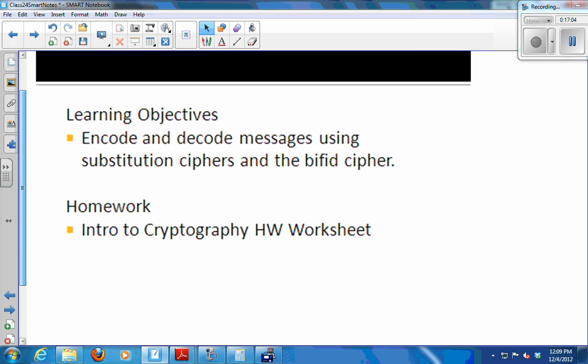So after today, you should be able to encode and decode messages that use substitution ciphers and the Bifid cipher, and your homework is this worksheet.